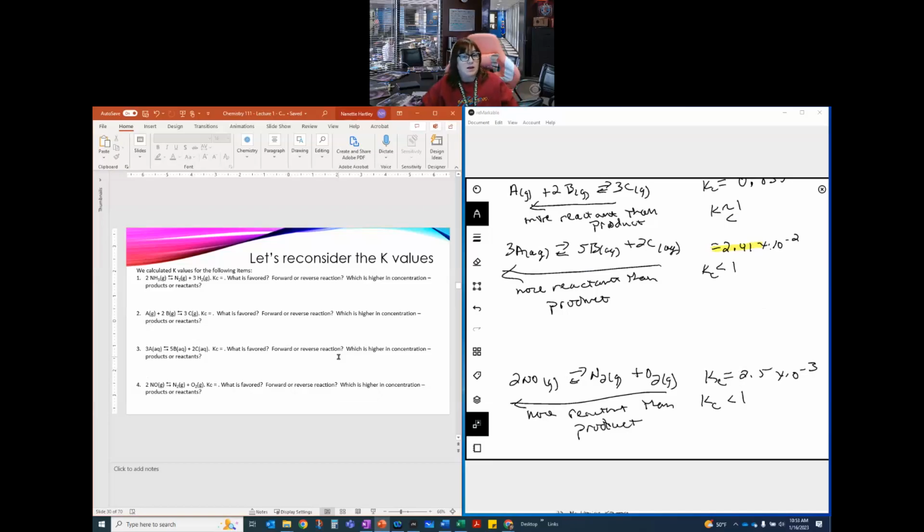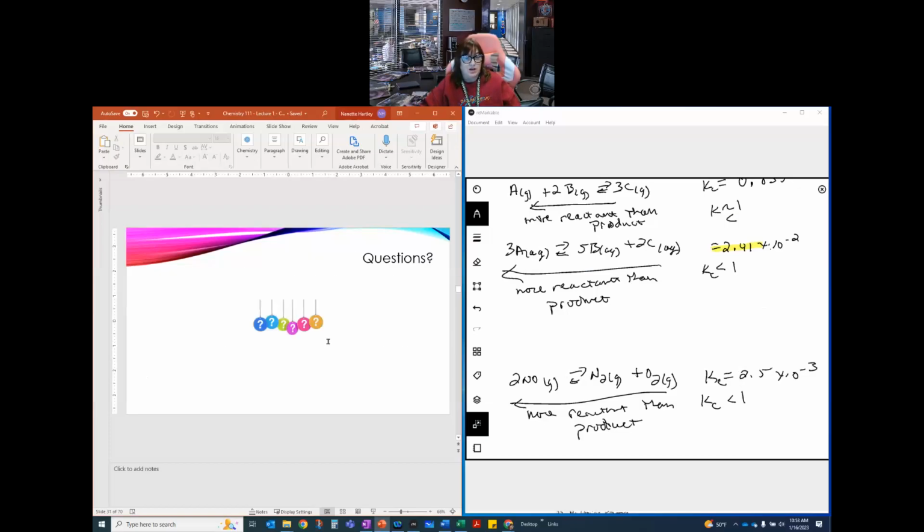So now that I have some values, I want to think about what is the practical application. So where does that equilibrium lie based on the number that I was given? Okay. Any questions about that? If we have questions, comments, problems, concerns, anything, let me know.